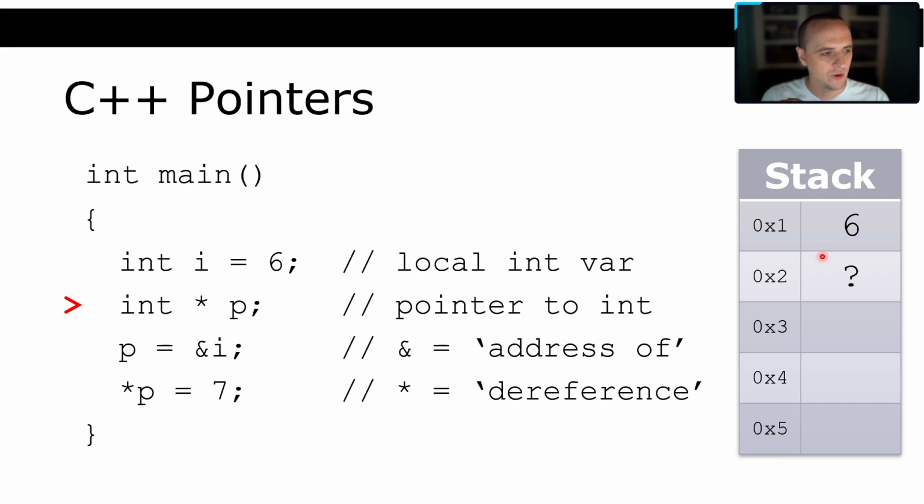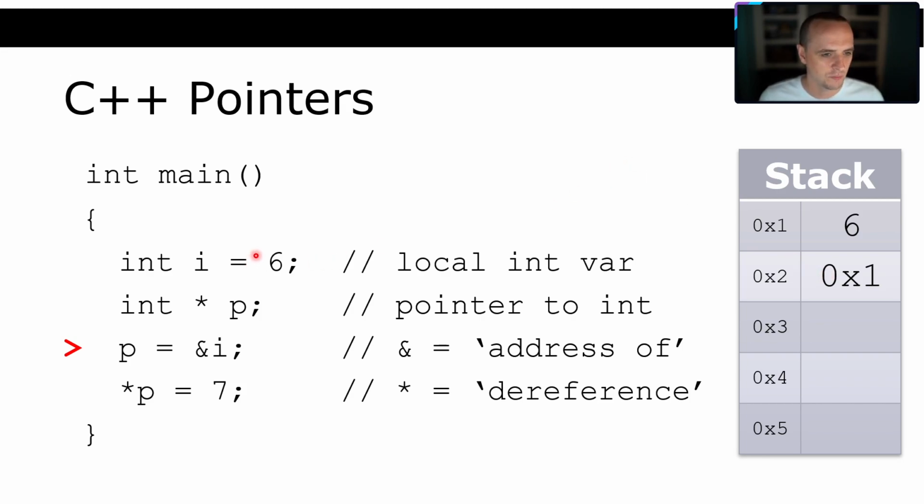Okay, so we had a couple of different answers. Most people said the correct answer of 0x1. So why is that? Because what we've done is we've said, get us the address of variable i. And if you see up here, variable i lives at 0x1. That's our memory address. So that's what gets inserted here.